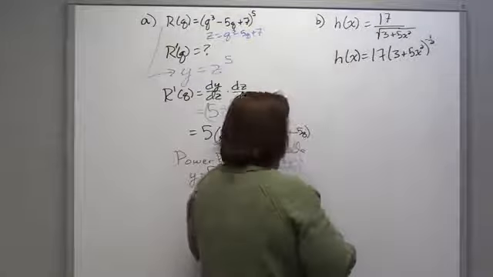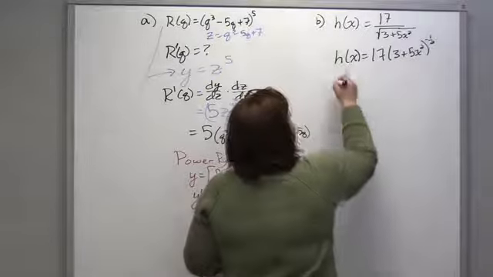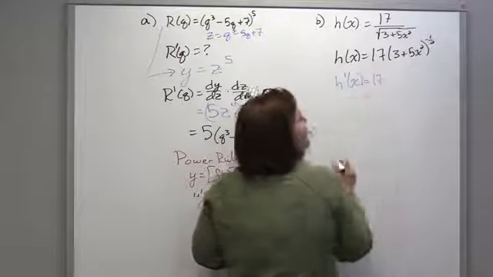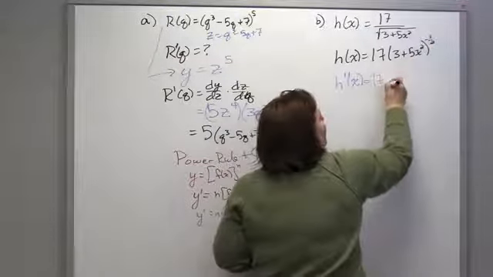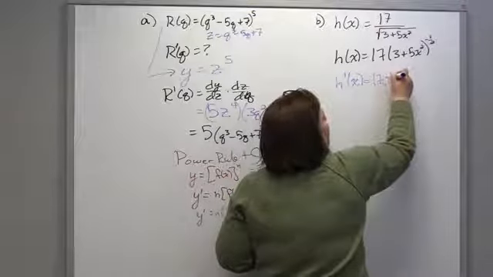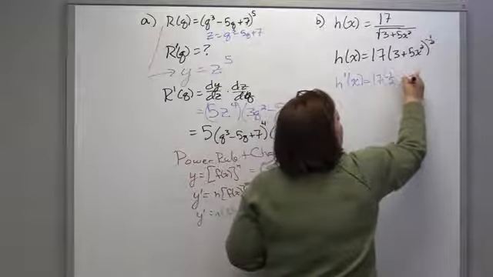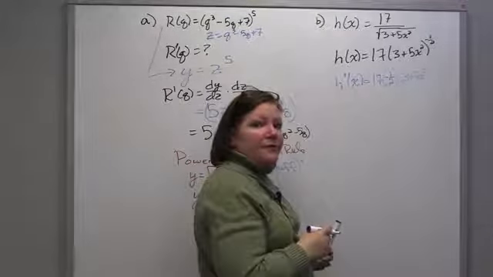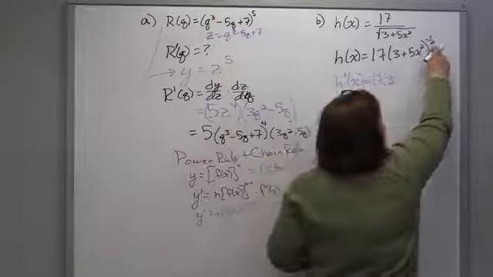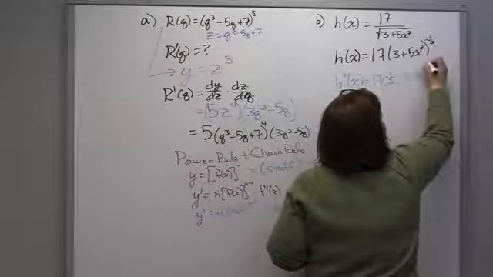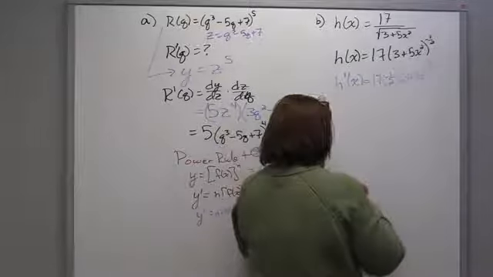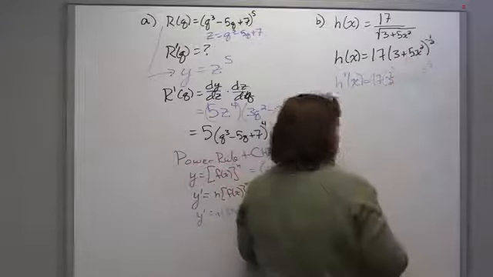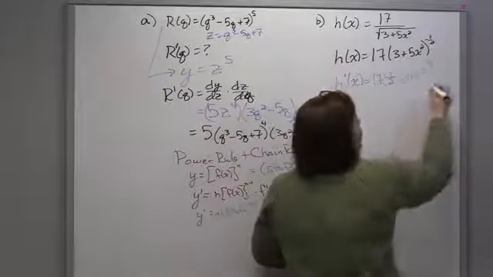So using the chain rule, we have h prime of x would be 17, and then bring down the exponent, negative 1/2, times that stuff. And then we subtract 1 from the exponent. So subtracting 1 from here, we'd have negative 3/2. And then we have times the derivative of the inside. Derivative of the inside would be 10x squared.